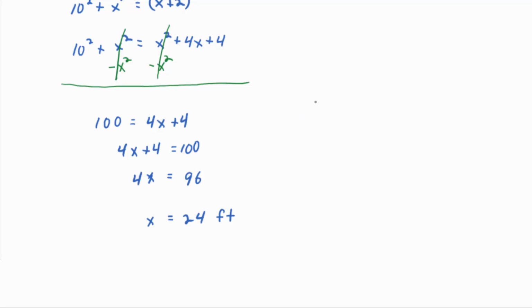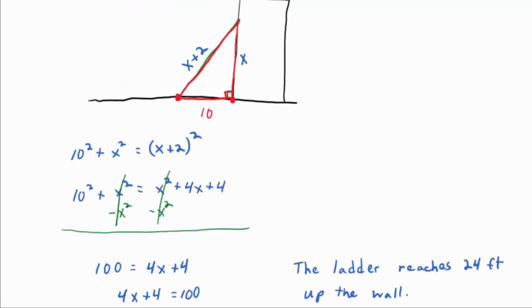So if you were going to use a complete sentence on this, you would say the ladder reaches 24 feet up the wall. If you were asked for the length of the ladder, what would the length of the ladder be? 26 feet.